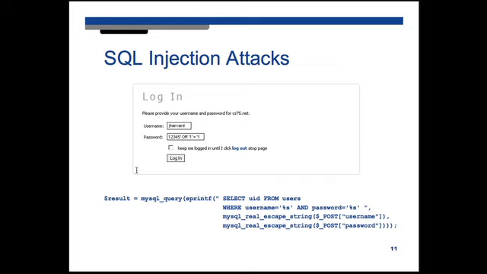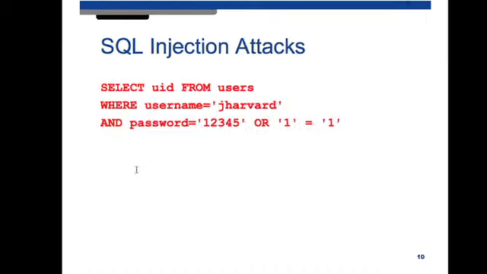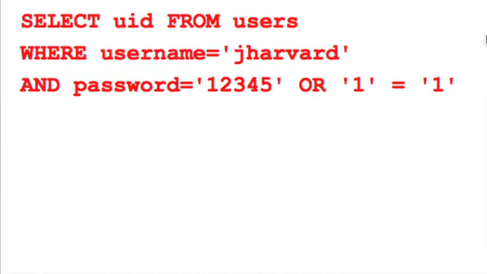So to be clear, in red here, the query that's just been constructed would look like this. SELECT UID FROM users WHERE name equals jharvard AND password equals 1234 OR 1 equals 1. And unfortunately, 1 always equals 1, which means you're going to get back a result set with 1 or more UIDs if there are, again, 1 or more in the database. So kind of bad. How do we actually fix this?